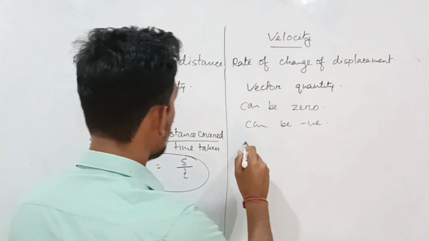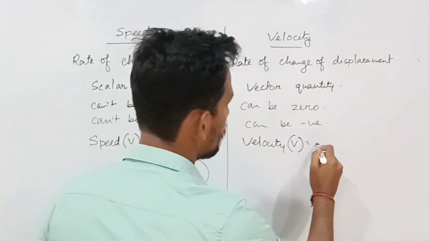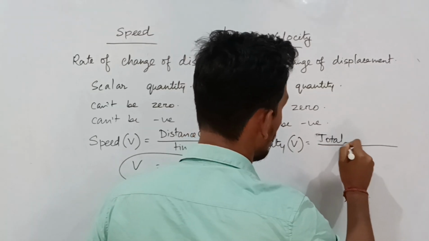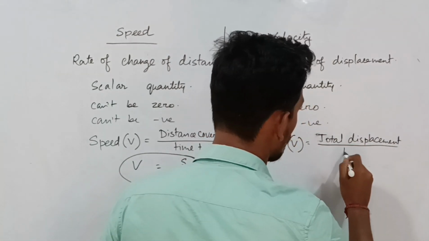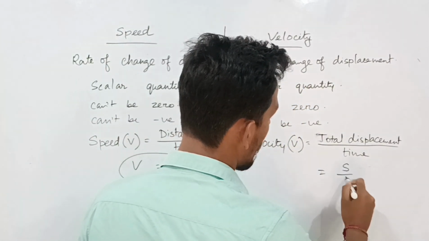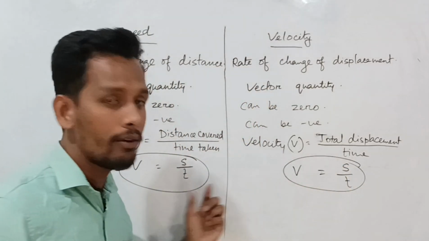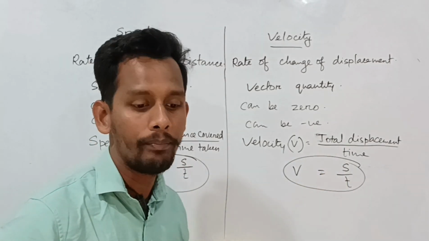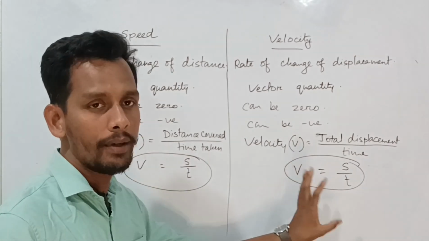Same case in velocity also. Velocity is also denoted by v. Here it is total displacement by total time. Clear? So total displacement s, time t, v is s by t. So the formulas of velocity and speed are both the same: distance by time, here displacement by time. Speed v equals s by t, velocity is also v equals s by t.